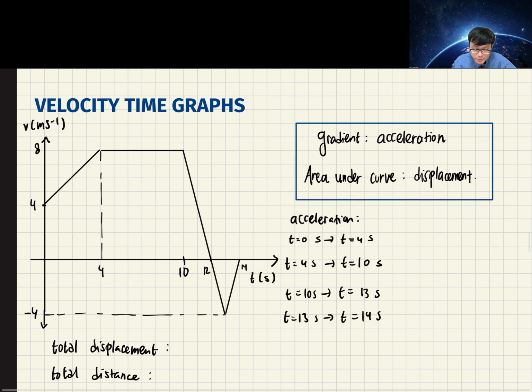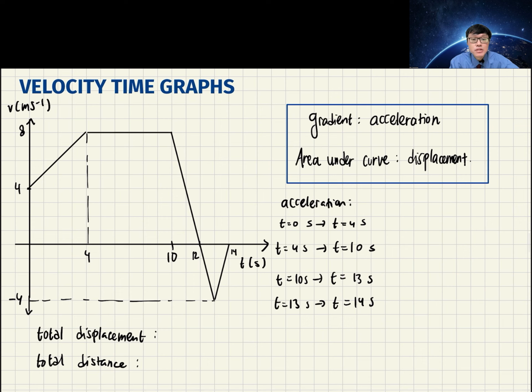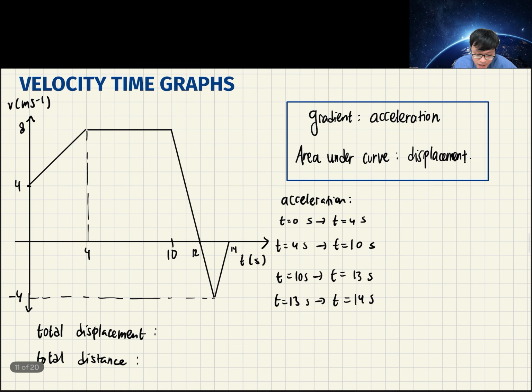Now, the second graph that we are going to learn is velocity time graph. In velocity time graph, instead of putting s, we put velocity on the y-axis. And same, t on the x-axis. So let's say I have this kind of graph. As you can see, it starts from 4, means that initially the object is moving at 4 meter per second, and it accelerates until it reaches 8 meter per second.